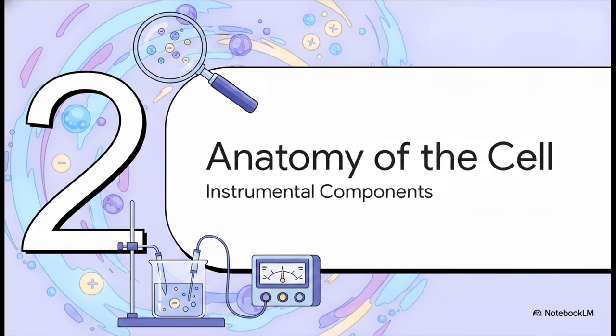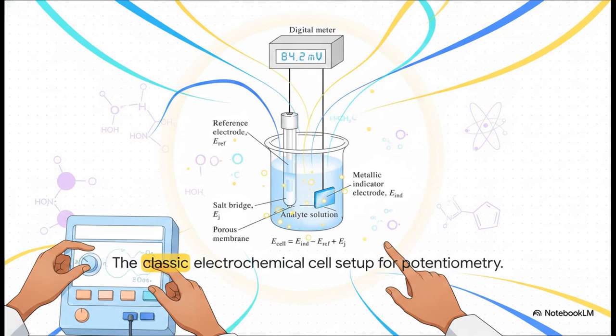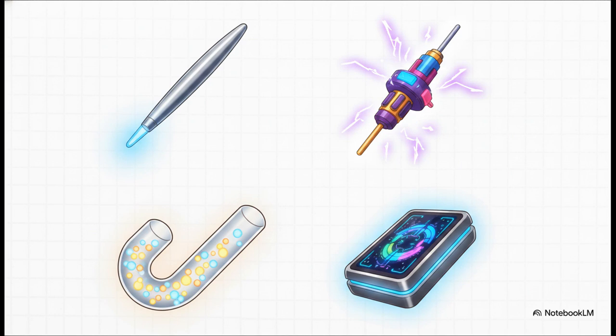Anatomy of the cell. The foundation of all potentiometric measurements starts with a classic, simple beaker setup. Now, it might just look like a couple of probes hanging out in a liquid, but it is actually a highly precise, interconnected circuit specifically designed to measure electromotive force. And the crazy part? This entire setup relies on just 4 pretty simple, surprisingly inexpensive components.